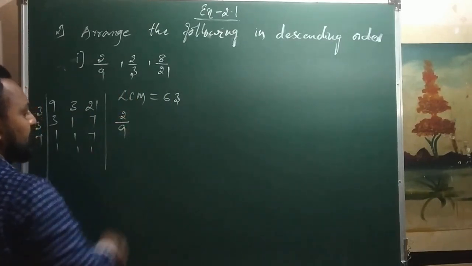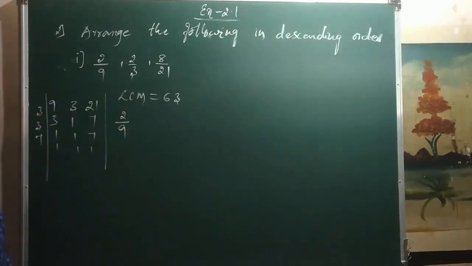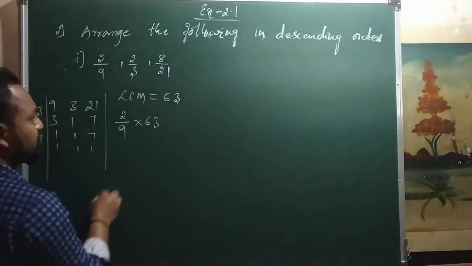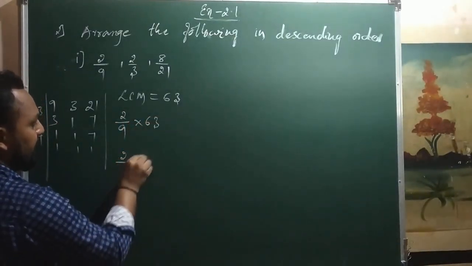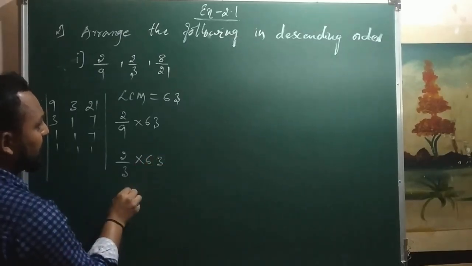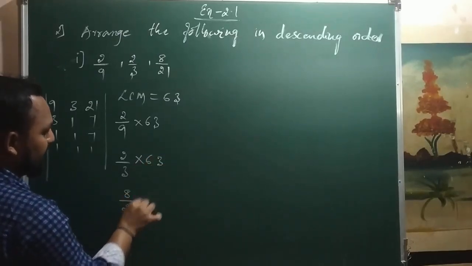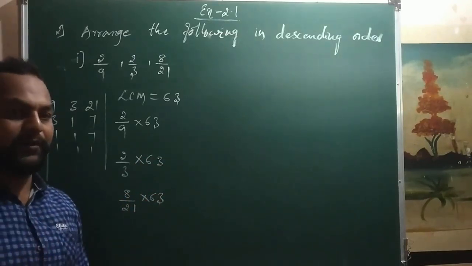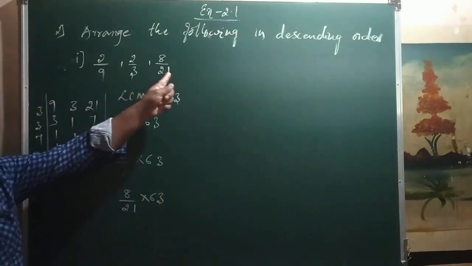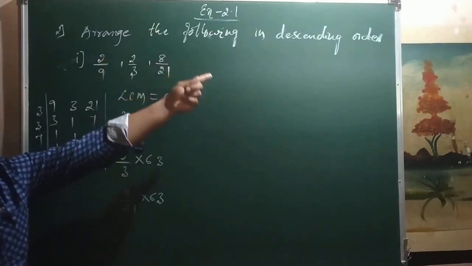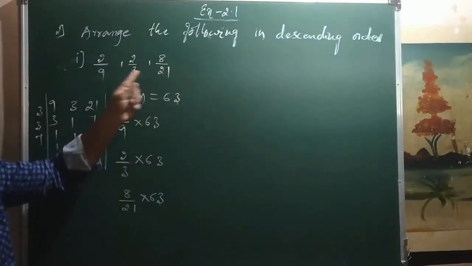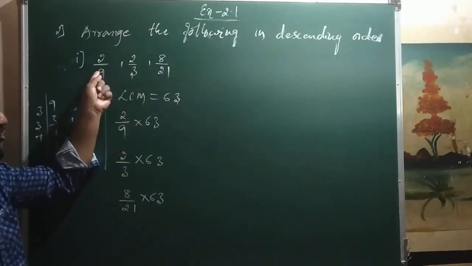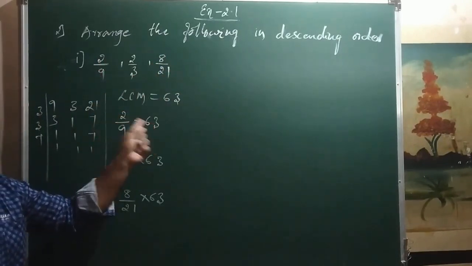So 2 by 9 into 63, 2 by 3 into 63, and 8 by 21 into 63. First, for ascending or descending order, take the LCM of the denominators, whether there are 4 or 5 fractions. After taking the LCM of the denominators, multiply the LCM to each fraction.